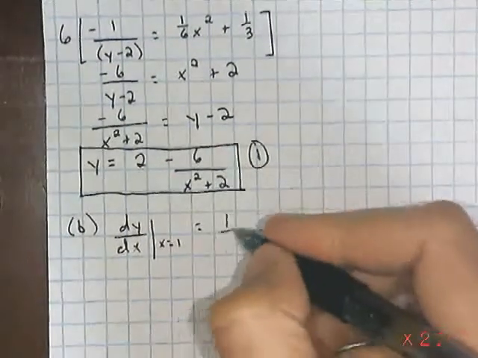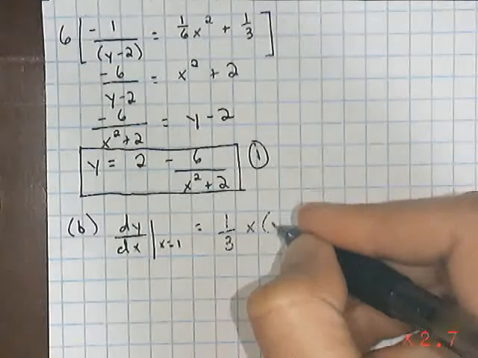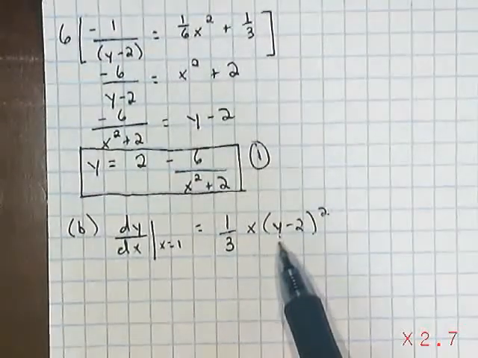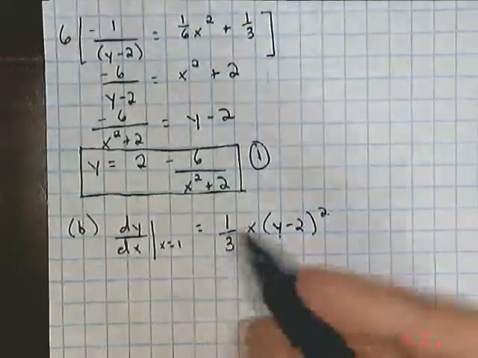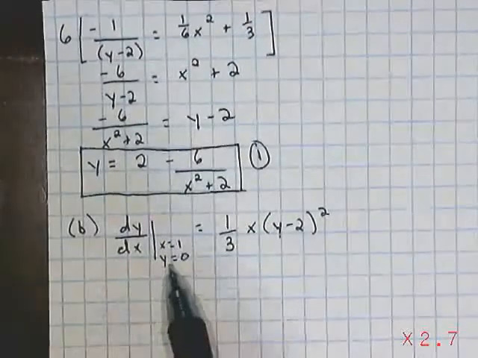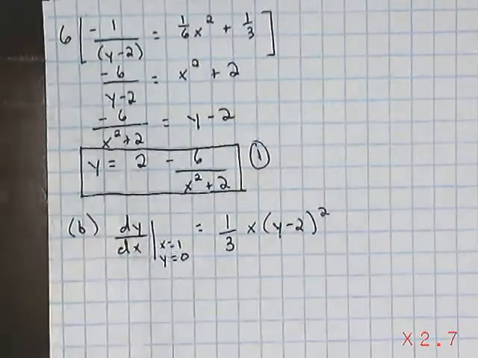And this differential equation is 1/3 x times (y minus 2) squared. But this depends on y as well. Okay, well, luckily they give us y. y is 0 there. So we plug in a 1 for x and a 0 for y, and that'll give us the slope at that point.